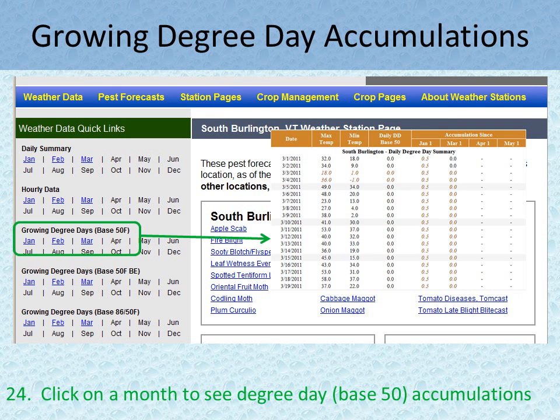You can click on a month of the current year to see up-to-date growing degree day accumulations using a base of 50 degrees Fahrenheit. Growing degree day calculations are also available using the more complicated but often more accurate Baskerville-Emin formula, abbreviated here with the capital BE. And there are also degree days calculated using a max-min 86 to 50 degrees Fahrenheit formula available.